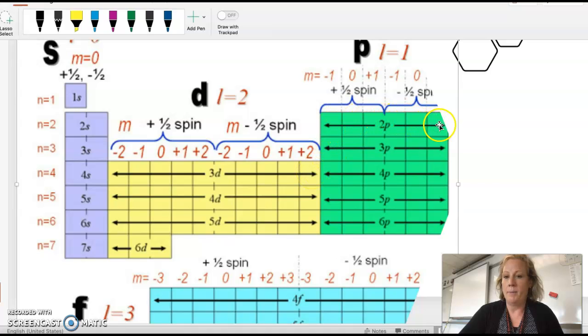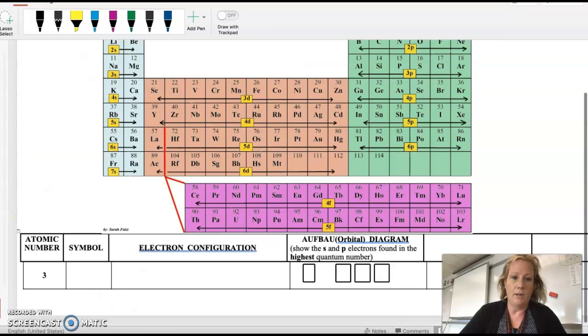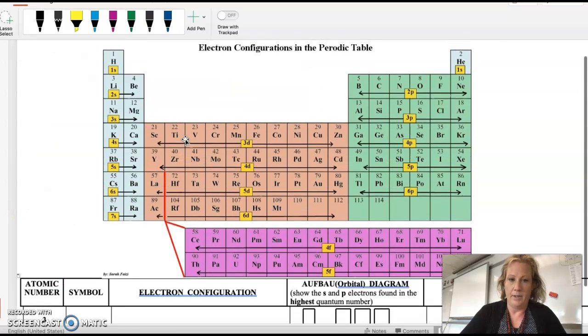The p, remember p has 3 orbitals. Each can have 2 electrons for up to 6 electrons. This is 6 wide. f has 7 orbitals, can hold up to 14 electrons. Again, 14 wide. And then s has just 1 orbital, and you can hold up to 2 electrons, so it's only 2 wide. So let me show you a little bit easier to read.